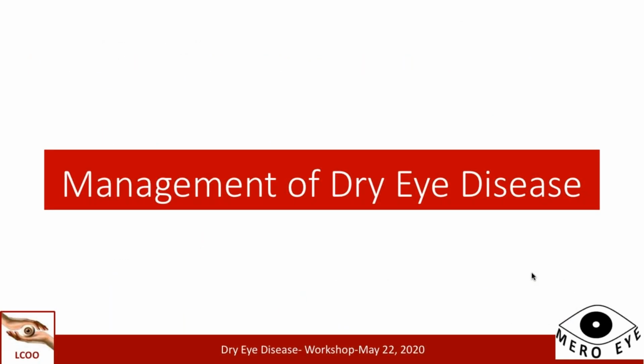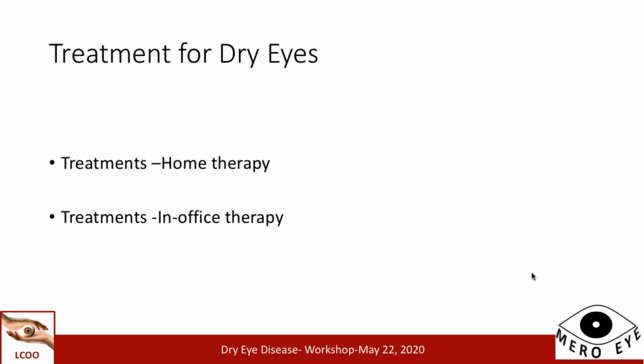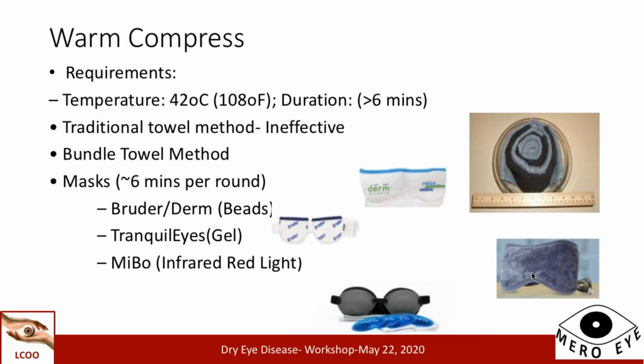So once you've done your diagnosis, what is next? It's going to be management of dry eye disease. There are different ways of managing dry eye. Of course, home therapy with lubricants is one of the most common things done, but you can also do other adjunct therapies along with it for home.